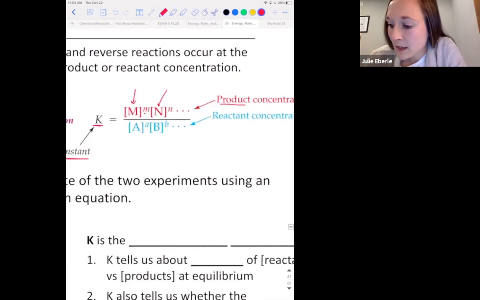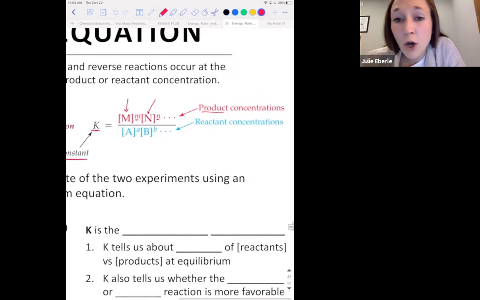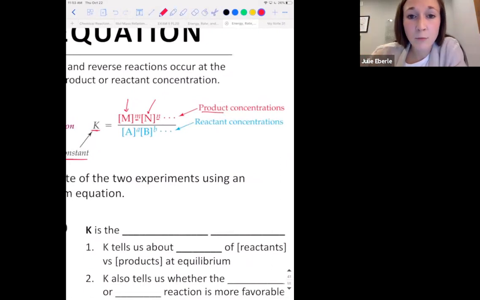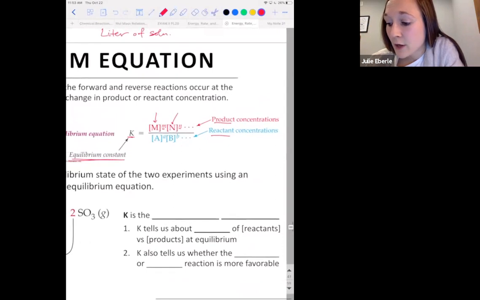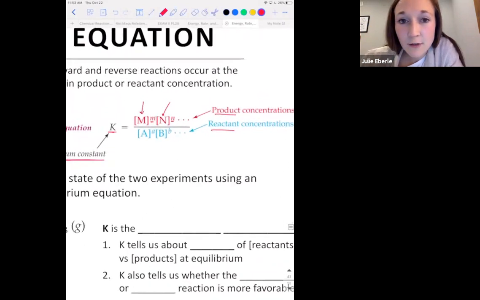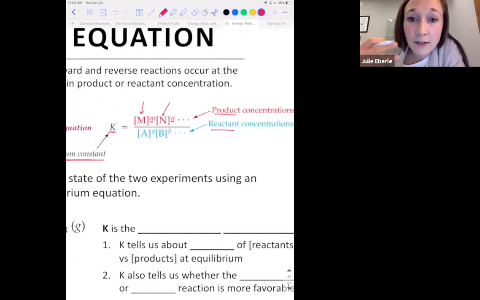And the lowercase m and n, these are the coefficients, remember? So we take the product concentrations, those go on top, and we divide the whole multiplied sum of our product concentrations by our reactant concentrations, okay? A and B are reactants here. And if you notice, the lowercase letters m and n are put in there as exponents, okay? So you raise the concentration to the power of the exponent, if that makes sense. This probably sounds super confusing right now. We're going to do some practice problems and you'll get the hang of it.